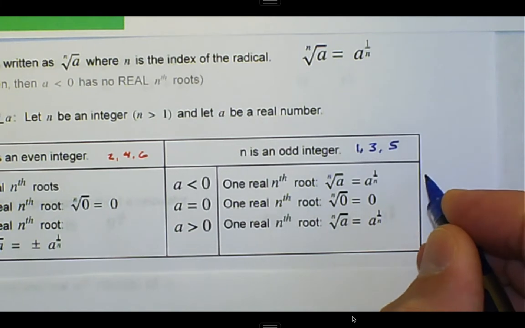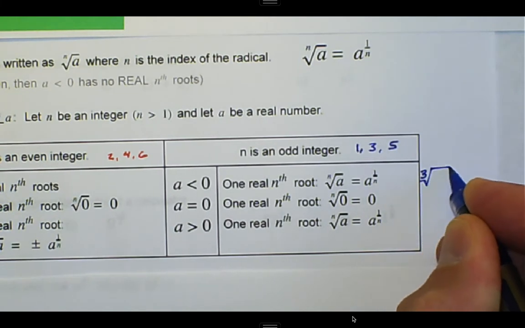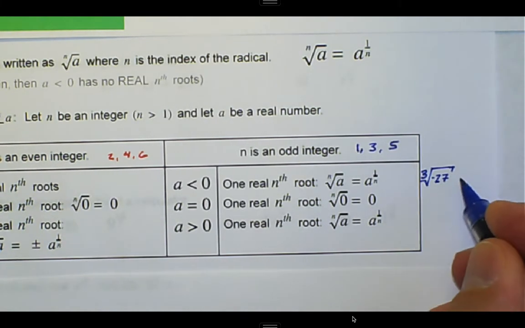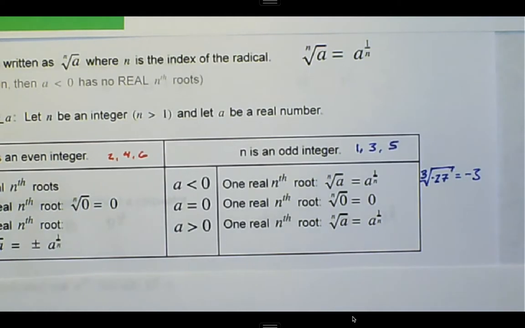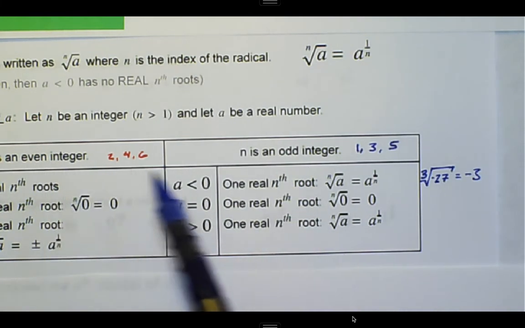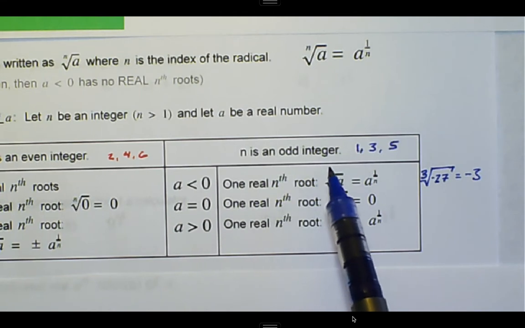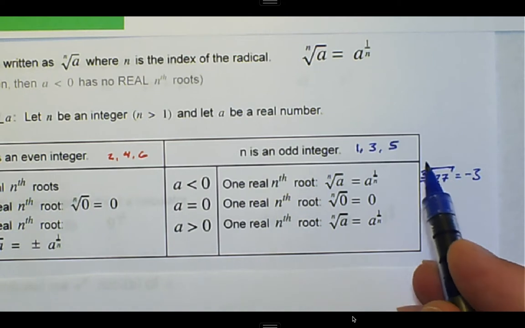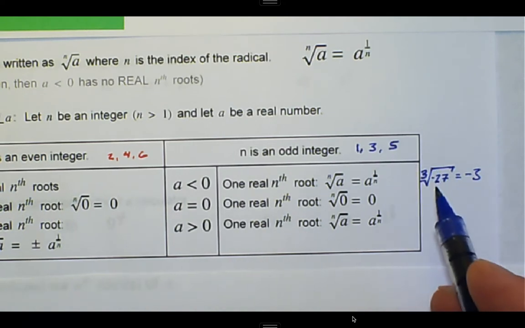So let's say we're taking the third root of -27. The third root of -27 is just one value, it's -3. -3 multiplied by -3 is 9, and then multiplied by -3 again is -27. So that's one difference between having odd integers and even integers. We can take roots of negative numbers if we have an odd number on the radical.